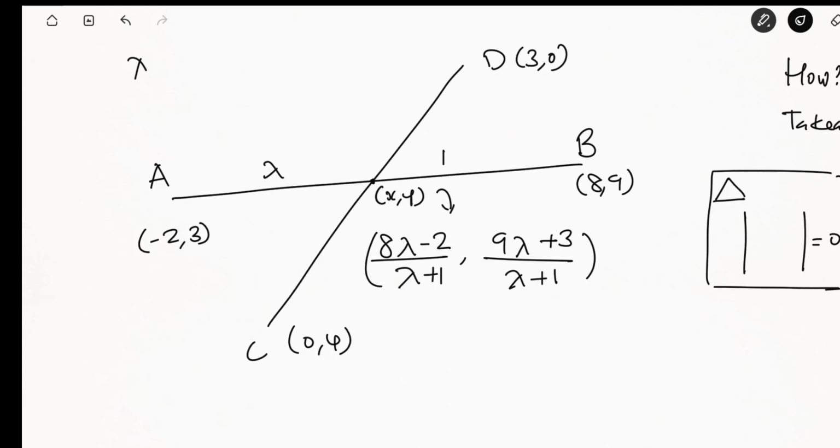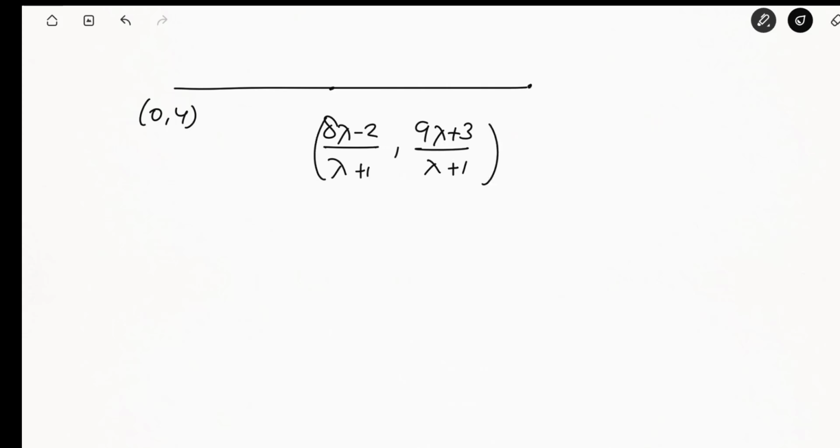So you have to think lambda and 1 in this direction and do the collinear method in a different way. So 3 points are given: 0, 4, the middle point, 8 lambda minus 2 over lambda plus 1, 9 lambda plus 3 over lambda plus 1, and this point is 3, 0.